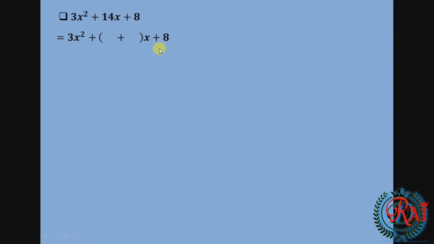Now we need two numbers that when they multiply with each other must be equal to 24, not 8. Why? Because I have a 3 here. In this case, the coefficient of x square is 3. So we'll multiply these two numbers. 3 into 8 is equal to 24.